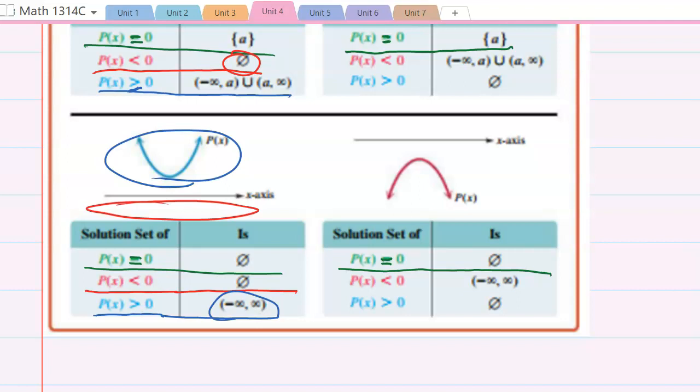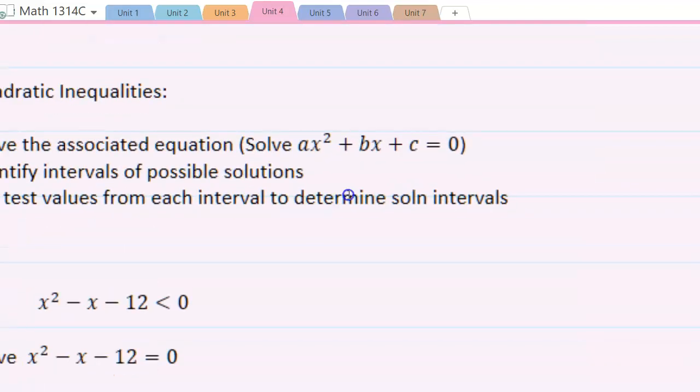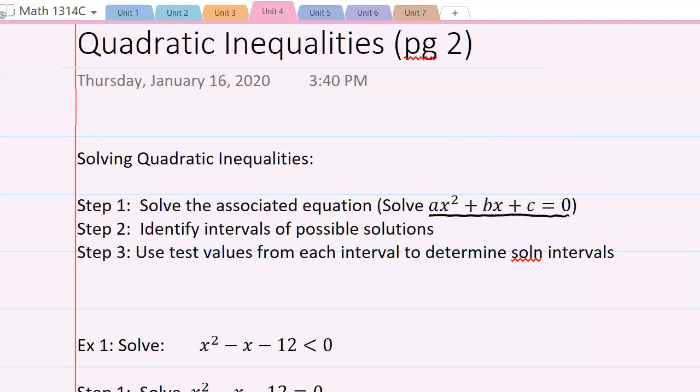Let's talk about solving quadratic inequalities. There are 3 steps to solving these inequalities. The first step is to solve the associated equation. In our case, this means you need to solve the quadratic equation of ax squared plus bx plus c is equal to 0. We have covered many ways of solving quadratic equations, such as using factoring along with the zero product property, the square root property, completing the square, and the quadratic formula.